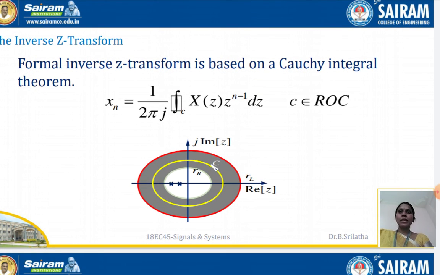The process of finding x of n from its Z transform X of z is called the inverse Z transform and is denoted as follows. So we are going to find x of n from X of z.